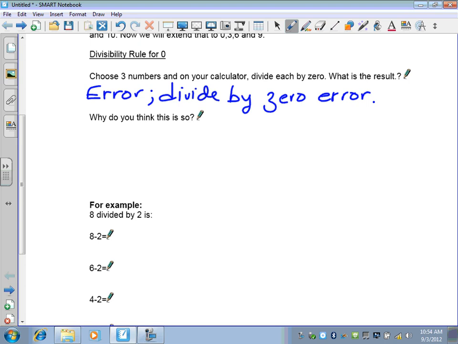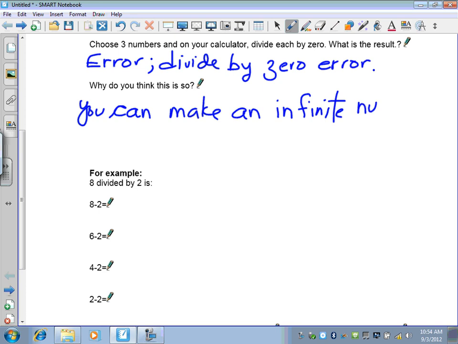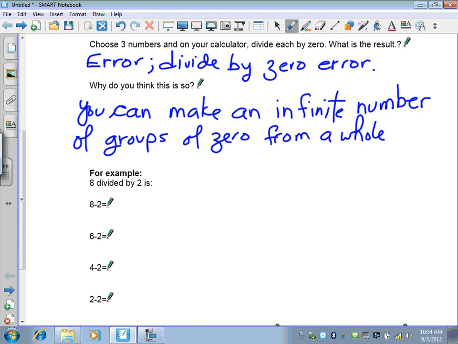Well, you have to understand what dividing actually is. Dividing is subtracting, but keeping track of how many times you actually subtract something. So why do I think this takes place? Well, what happens is you can make an infinite number of groups of 0 from a whole number.